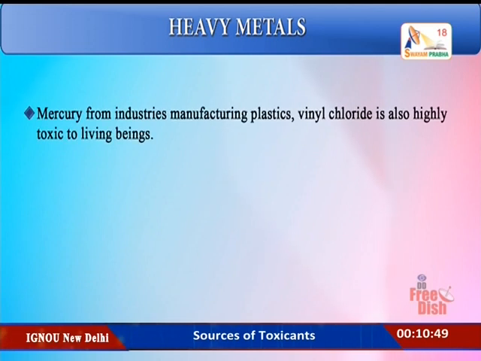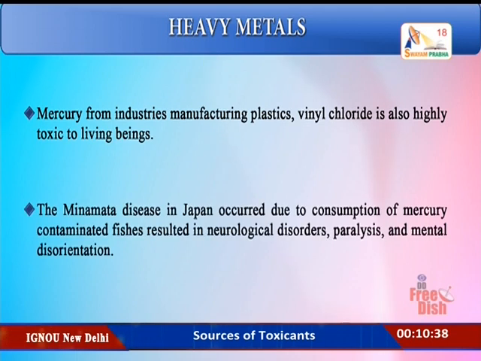Mercury. This again comes from industries manufacturing thermometers, and those manufacturing plastics and vinyl chloride, and all this is highly toxic to living beings. The Minamata disease in Japan occurred due to the consumption of mercury-contaminated fish, and it resulted in neurological disorders, paralysis, and also mental disorientation.